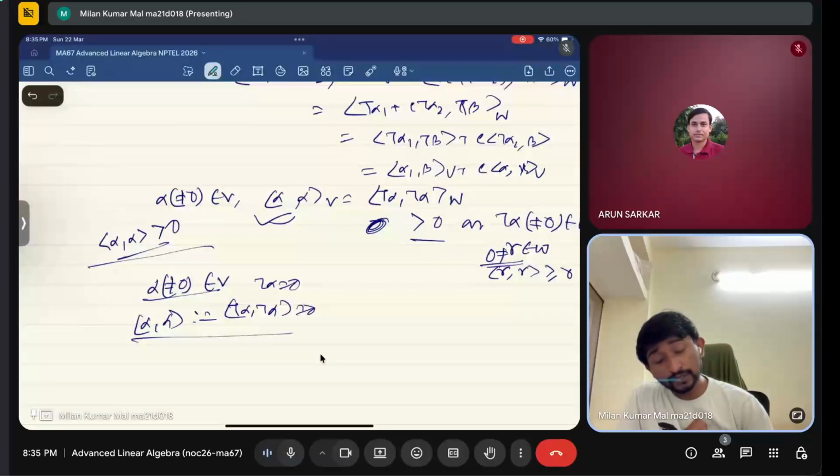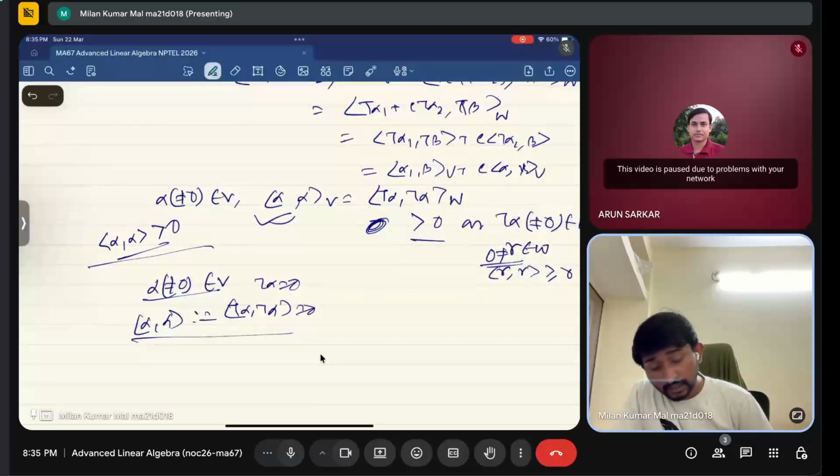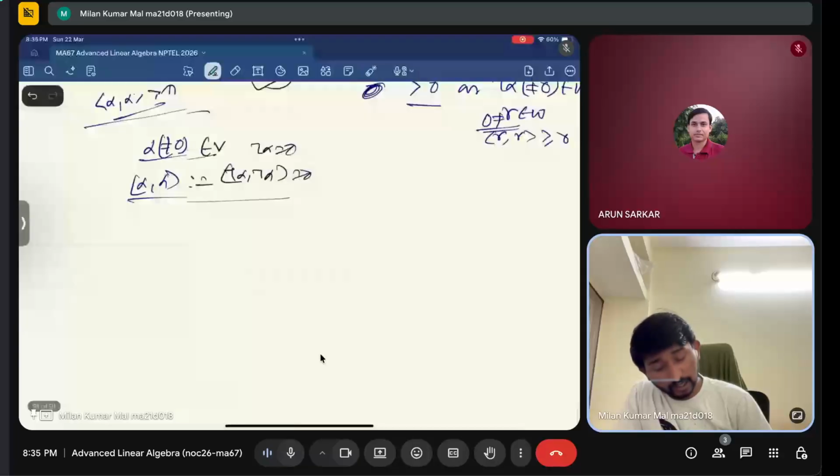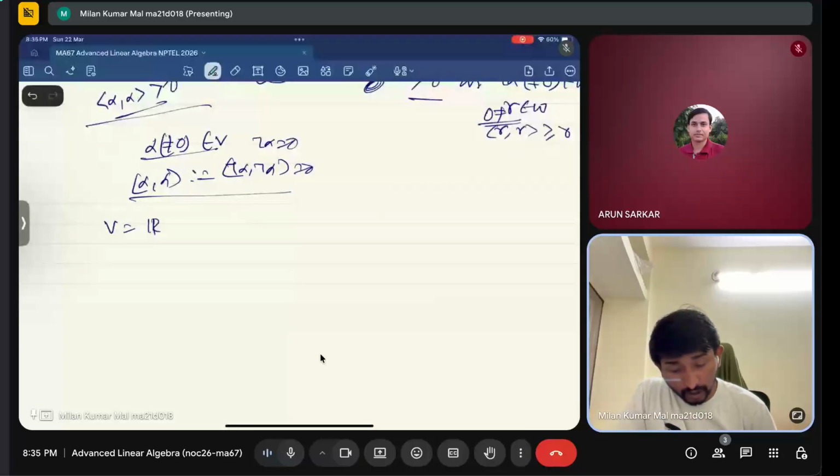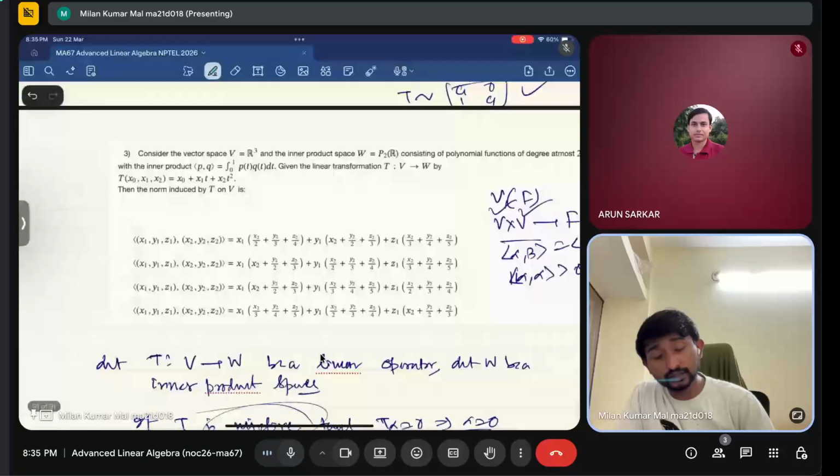Here the problem is that V is the vector space R3 over R. I hope it is over R. Yeah, it is over R. And we have W equal to P2(R), the space of all polynomials c0 plus c1 x plus c2 x square, such that c0, c1, c2 are real numbers. This is what it is.